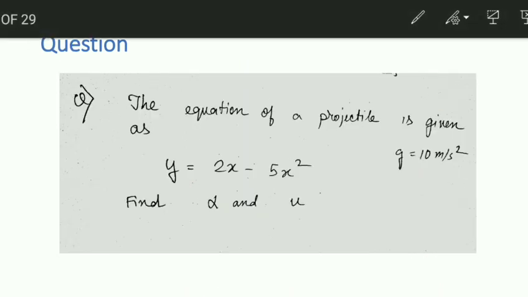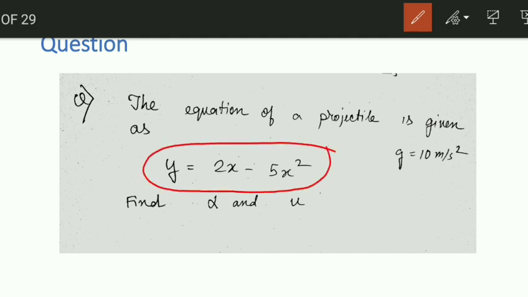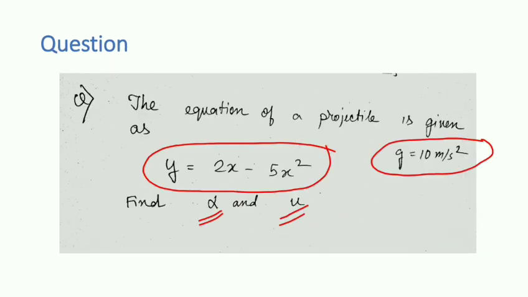The question is, the equation of a projectile is given as y is equal to 2x minus 5x square. Find alpha and u, where alpha is the angle of projection and u is the initial velocity. And g is equal to 10 meter per second square. It is given. Now let's solve this. First of all, tell me, from this equation, what can you guess? This is the equation of a parabola.